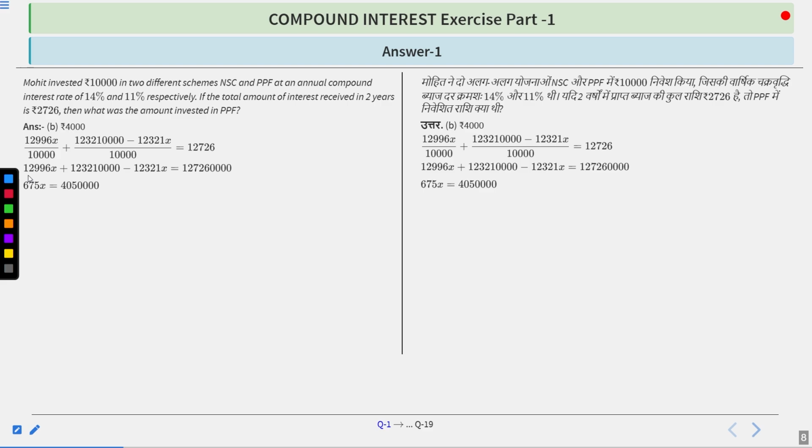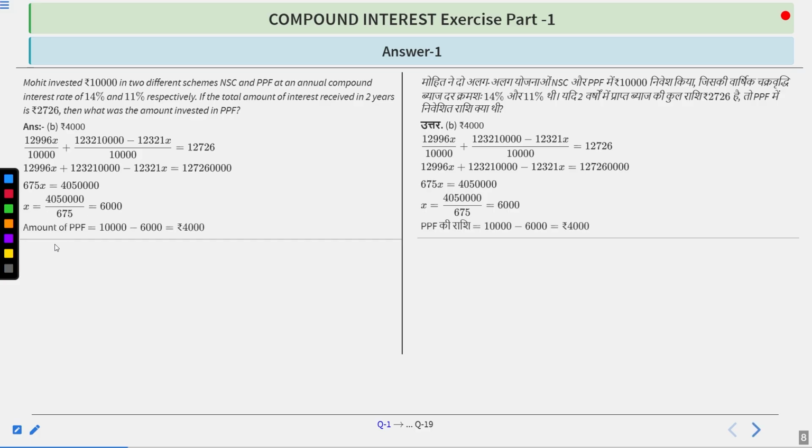Therefore, 12,996 minus 12,321x becomes 675x, that is equal to 4050000. Therefore, the value of x is going to be equal to 4050000 divided by 675, that is 6,000.